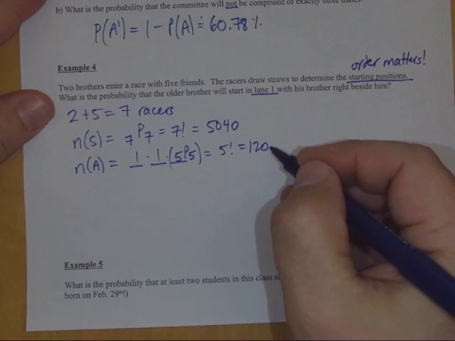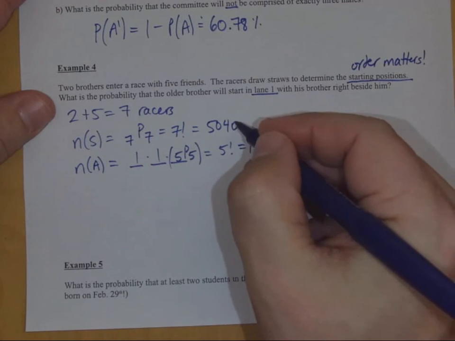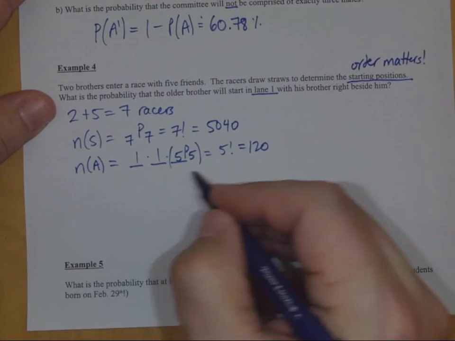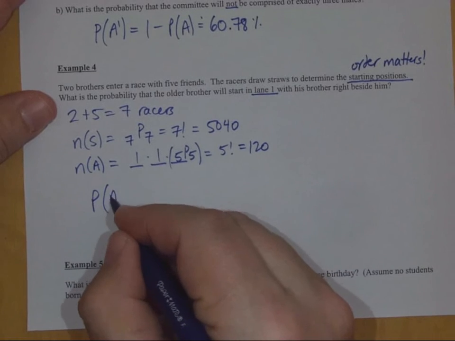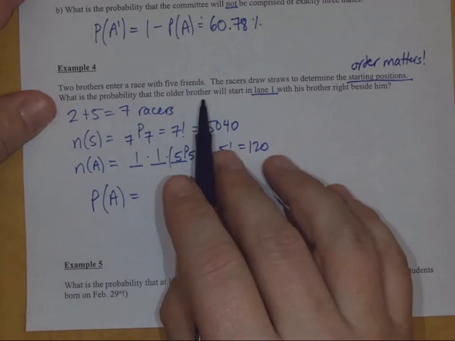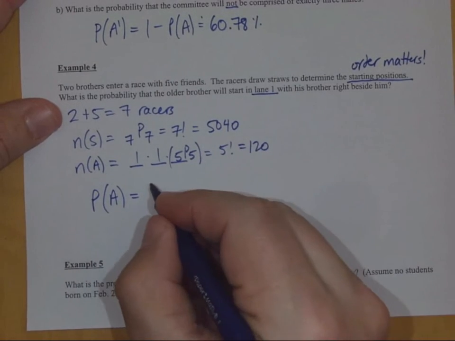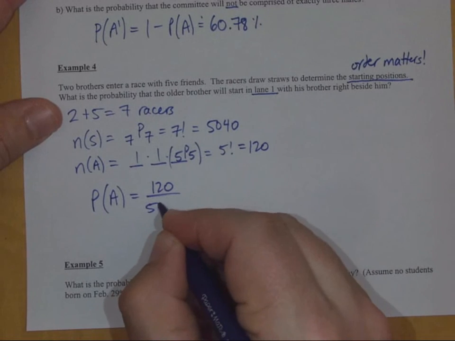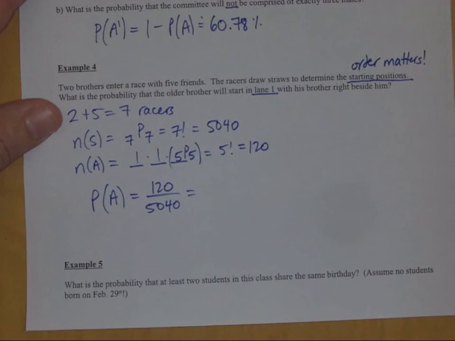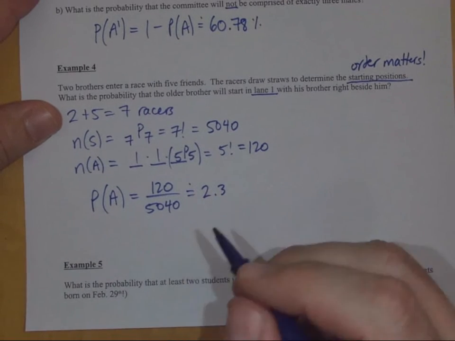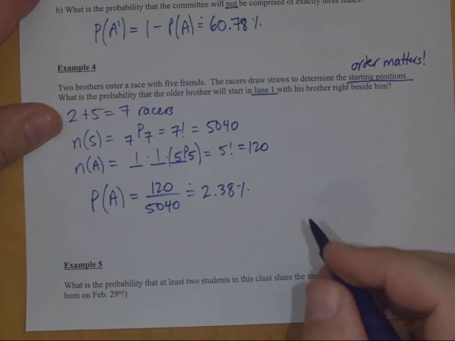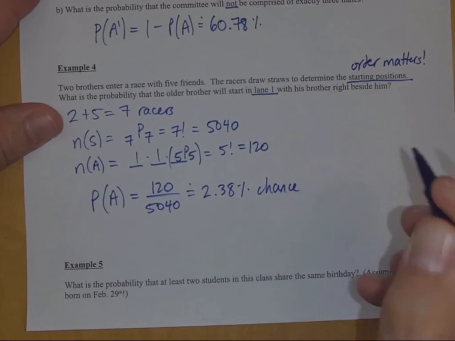So now that we know what the restricted and unrestricted versions of this question are, we can now figure out the probability of this event A happening, that the brothers start in lane 1 and lane 2. It is 120 divided by 5,040. Pretty small chance, actually. It's only about a 2.38% chance of that happening.